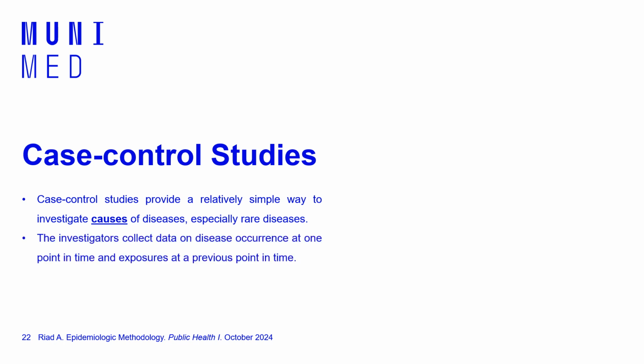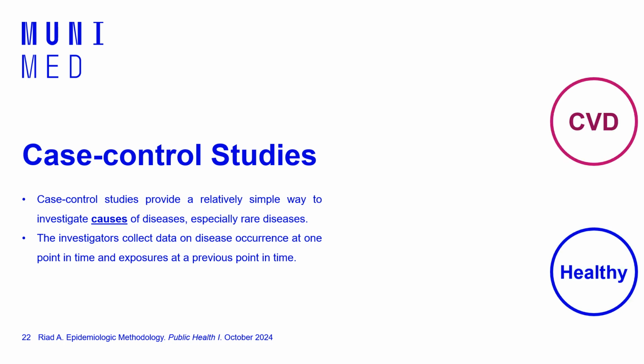They can also be used for other purposes, not only to investigate rare diseases, but as I said, rare diseases are the most common and best example of why case control studies are a good alternative to cohort studies. They are also cheaper and take less time. That's why they are more practical for some investigations. So let's see how we do case control studies.